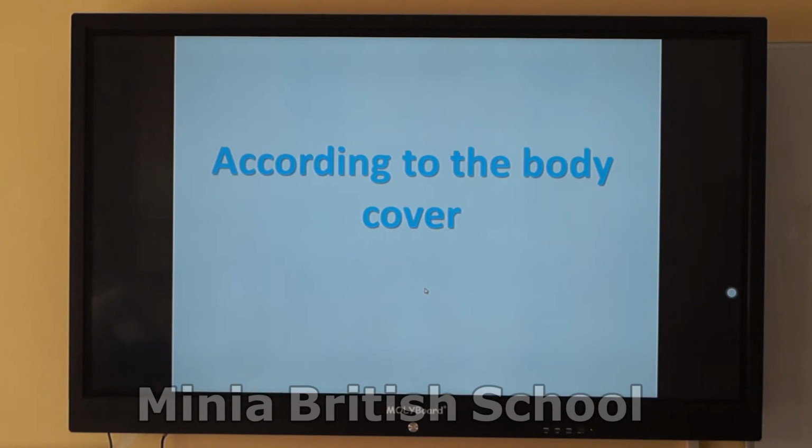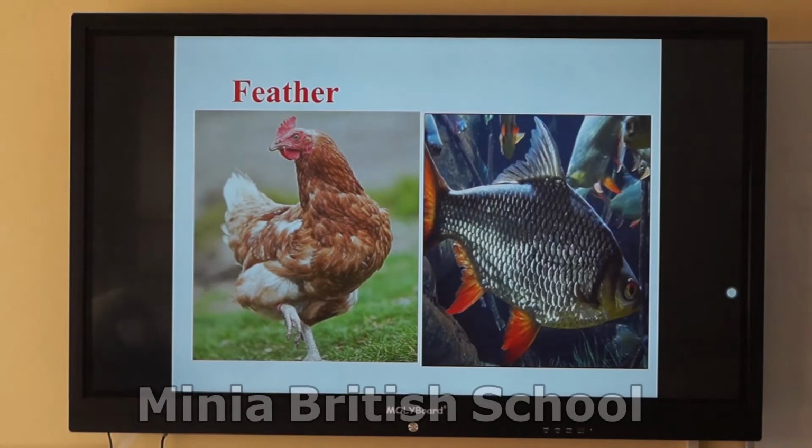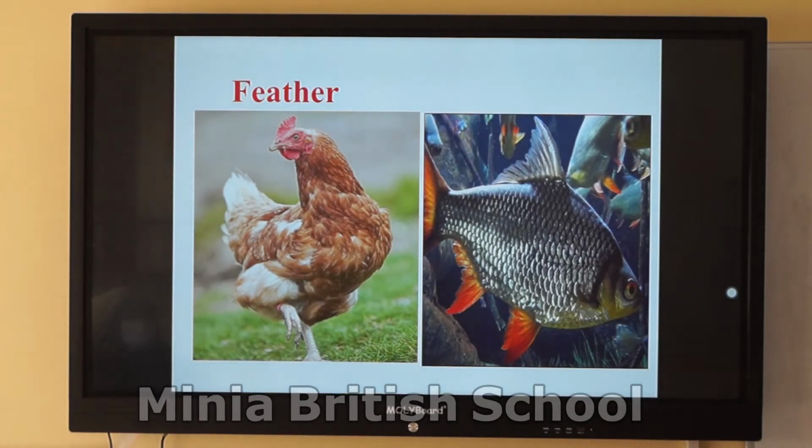Animals are different according to the body cover. Let's see how. Look at this picture. I can see a chicken covered with what? Yes, feather, covered with feather. In the next picture, I can see a fish. This fish is covered with what? Yes, scales. So, chicken is covered with feather, but fish is covered with scale.